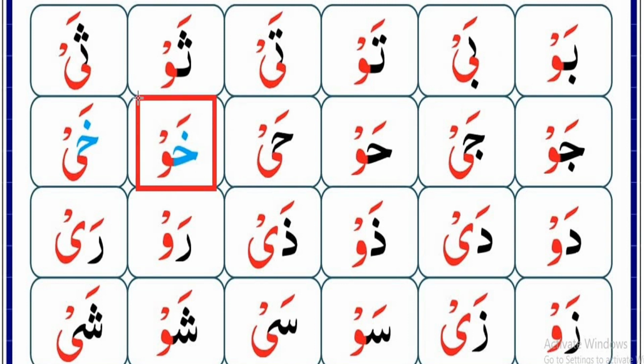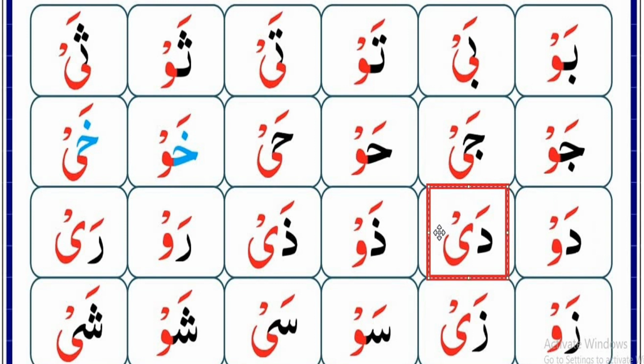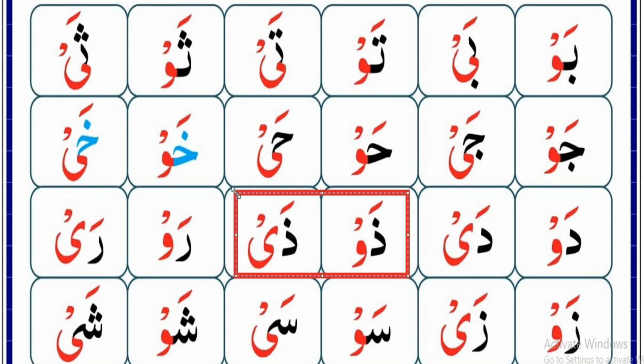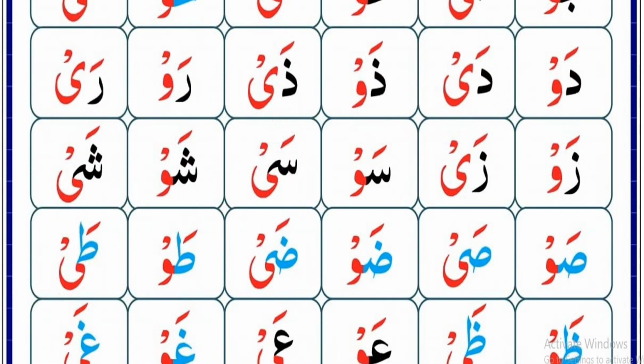Kha waw fatha khaw, kha ya fatha khay, khaw khay. Dal waw fatha daw, dal ya fatha day, daw day. Zal waw fatha thaw, zal ya fatha thay, thaw thay. Ra waw fatha raw, ra ya fatha ray, raw ray. So the madda letters stretch the sound, but the leen letters don't. You just read them softly.